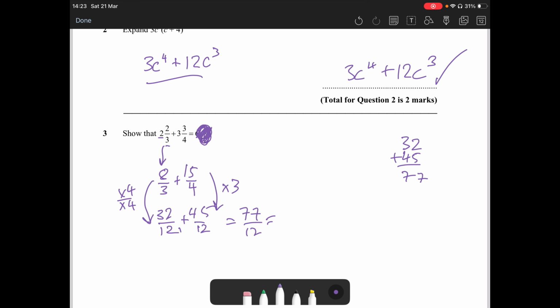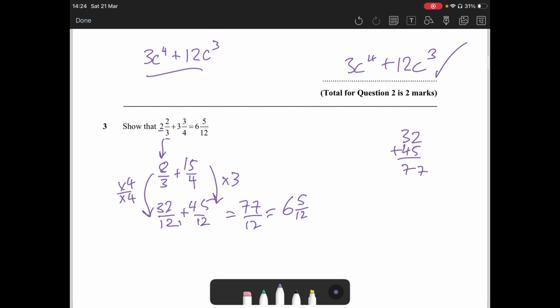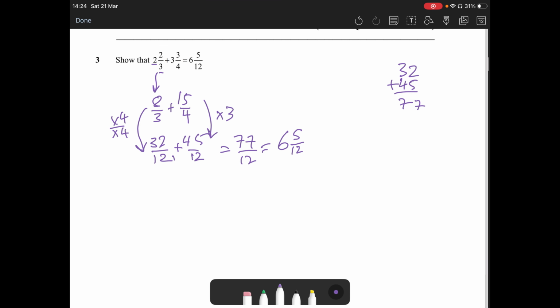I want to write it as a mixed number again because I do remember it being a mixed number. I know that 12 times 6 is 72. So 12 goes into 77 6 times remainder 5. So it's going to be 6 and 5/12. There we go. Lovely. And if it was a different number, I would have gone over it and checked it again, but I'm happy with that. I've got the same mixed number. There's no need to check.